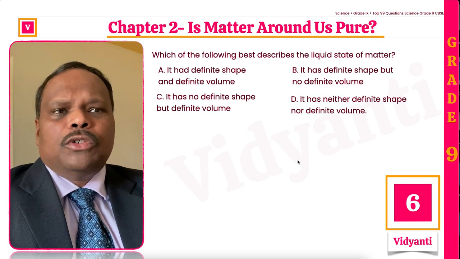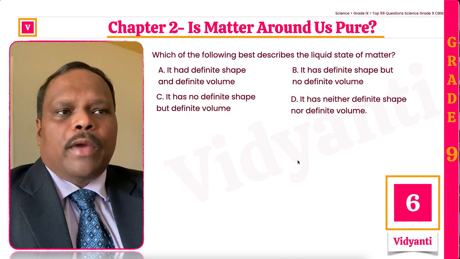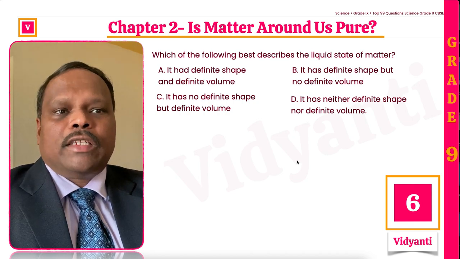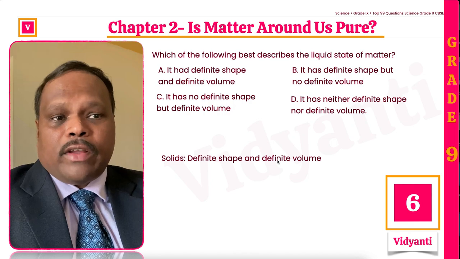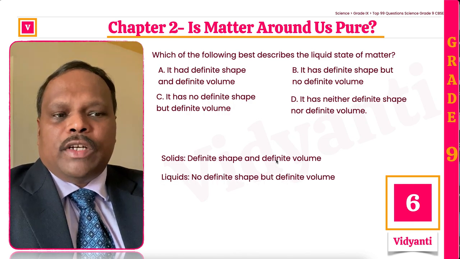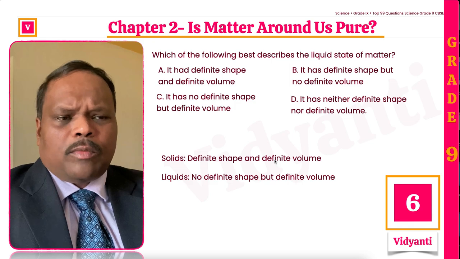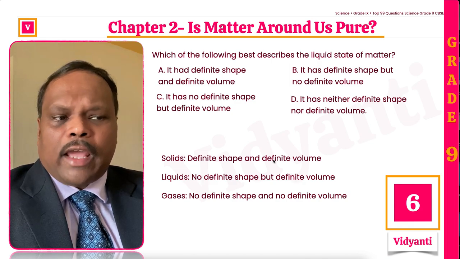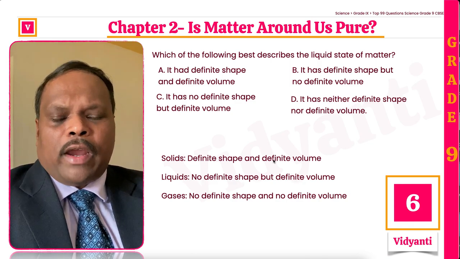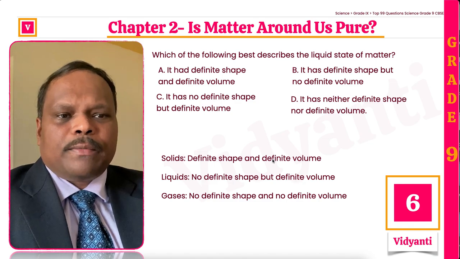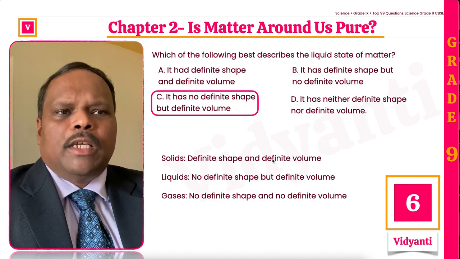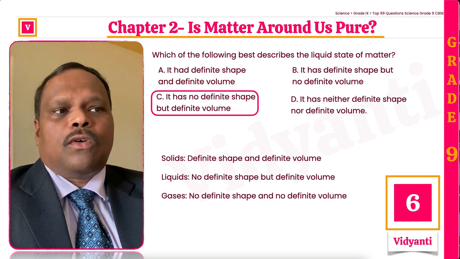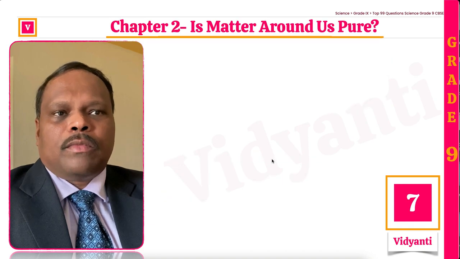Let's go to chapter 2, question number 6. Which of the following best describes the liquid state of matter? Solids have definite shape and definite volume. Liquids have no definite shape. They take the shape of the container, but they do have definite volume. And gases don't have definite shape and they don't have definite volume. They simply expand till they occupy the available space. So the correct option will be that it has no definite shape but definite volume, because they have asked us for the liquid state of matter. Let's go to the next question.